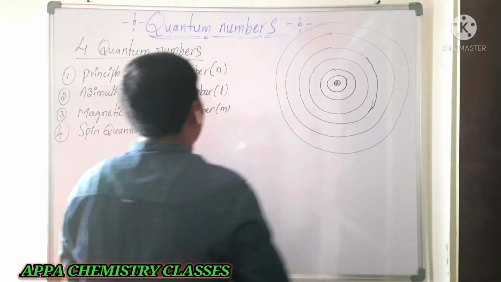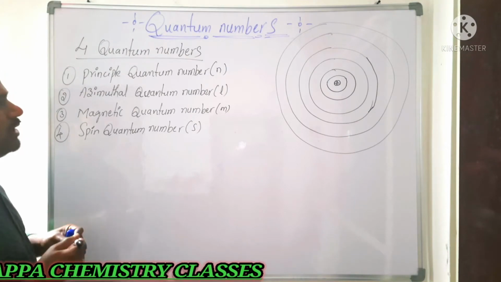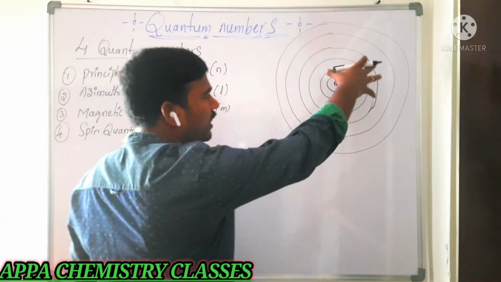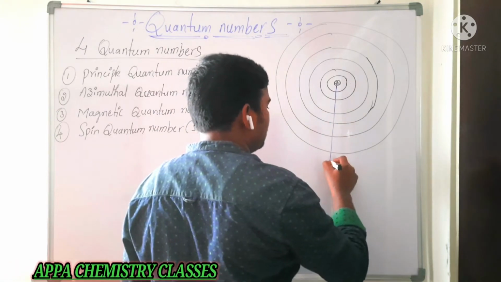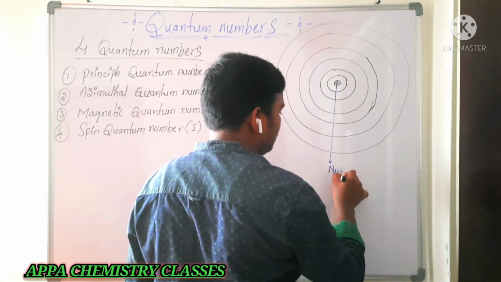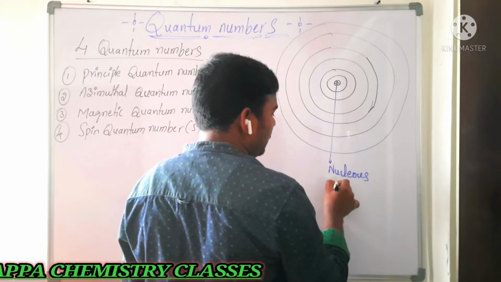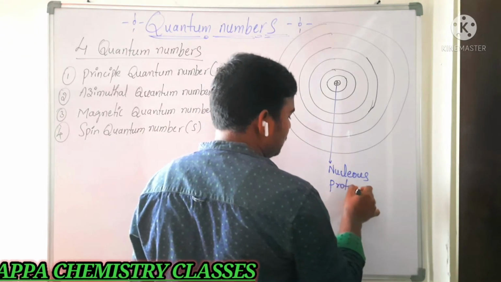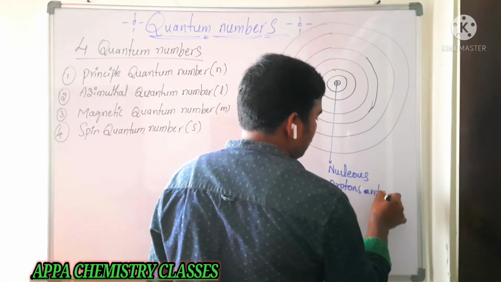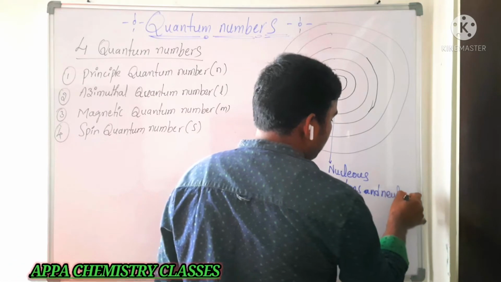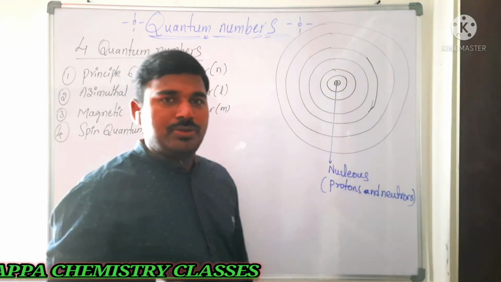Now here, quantum numbers. Before going to quantum numbers, first we must know about the atom. The center of the atom is called the nucleus. This nucleus contains protons and neutrons. Electrons will revolve around that nucleus.